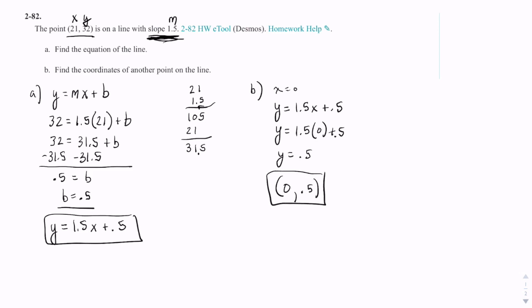There's an answer. I could have substituted a 1 in for x, a 2 in for x. I could substitute any value in, but it asked for one, so I'm going to pick the easiest, which is 0.